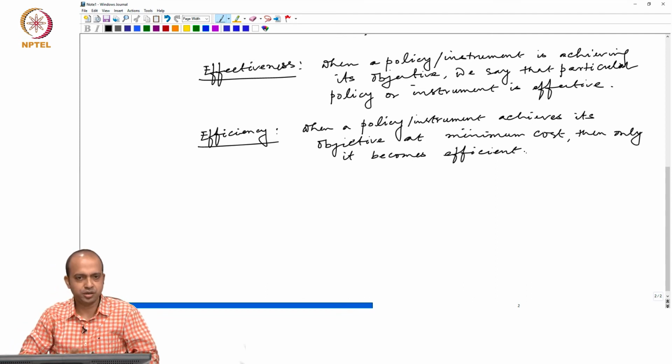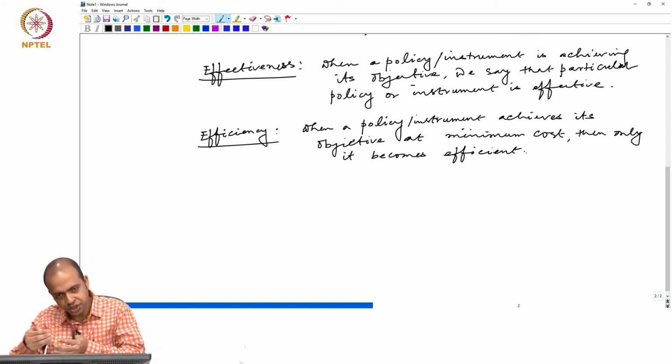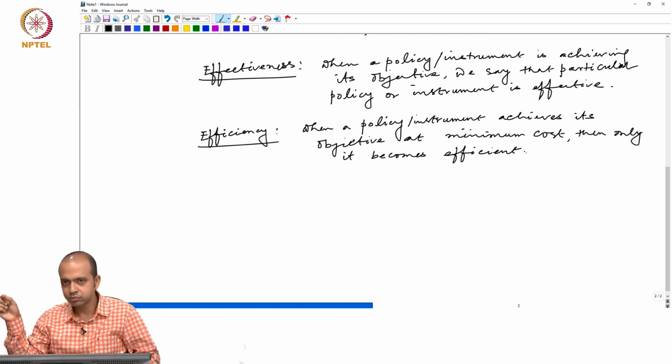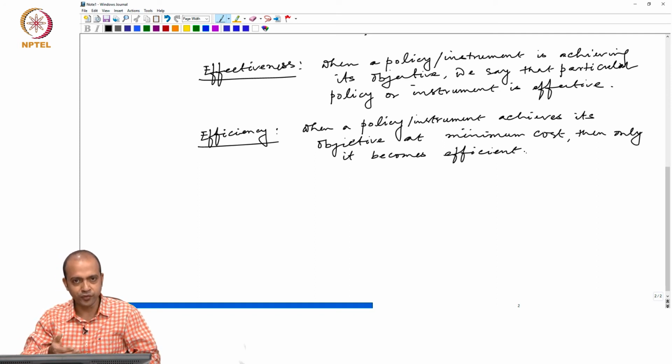suppose there are different modes of teaching. Some professors are teaching by chalk and talk method. They will come to the class and then they will simply use chalk and talk method. Some professors will use PowerPoint method. Some professors will record and make a video of their lecture and then distribute. And let us say that all these policies are effective, that means all these policies are successful enough to impart maximum knowledge. Then we have to evaluate the cost of each and every mode of teaching. And if we find that chalk and talk method involves minimum cost, then we will say that this method of teaching is most efficient.